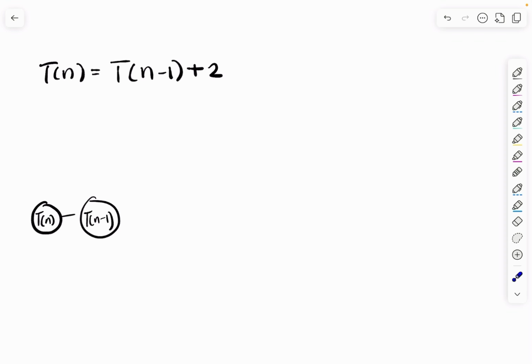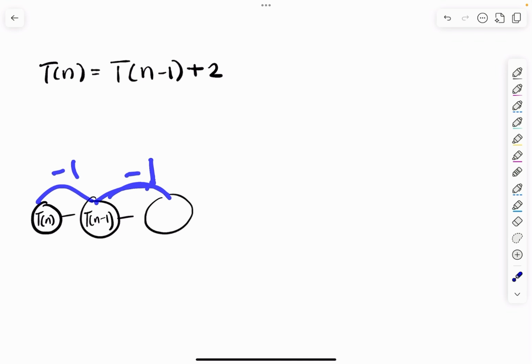So what this means is you're going to take n and subtract 1, so you're ending up with T of n minus 1. And then from there, to get the next node, you again do minus 1. So from here to here, we did minus 1. From here to here, we do, again, minus 1, because we're subtracting 1 every single time. So at that point, we would have subtracted 2 from n, and this would be T of n minus 2.